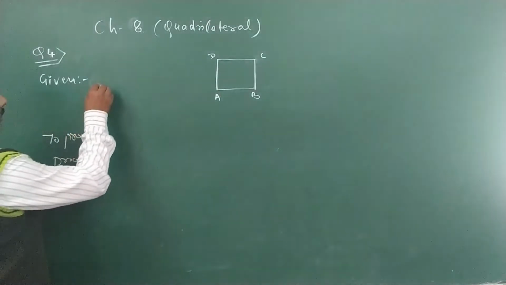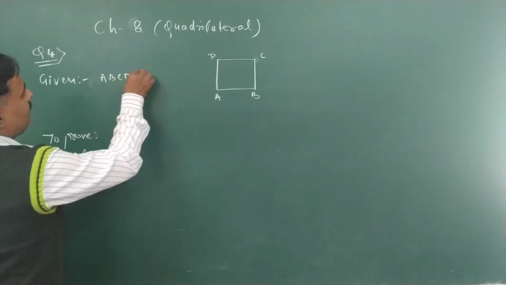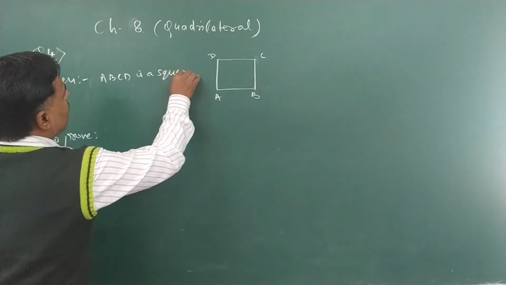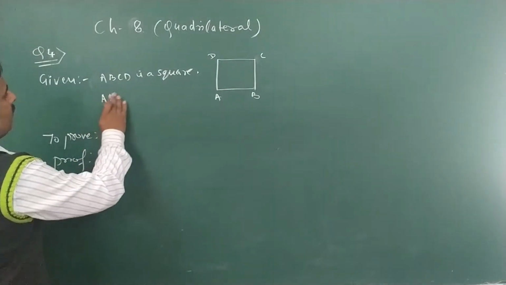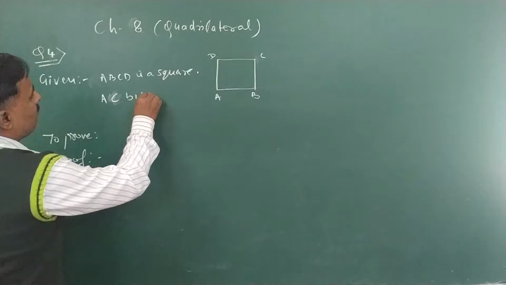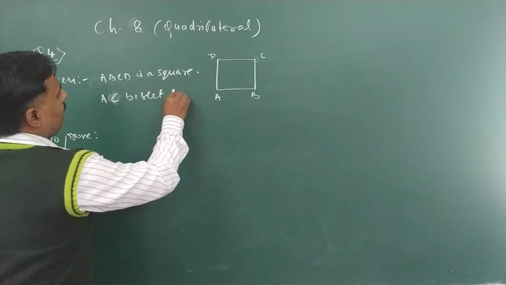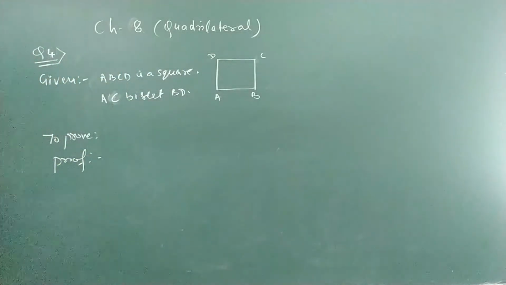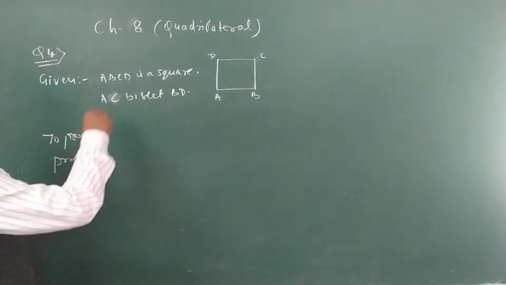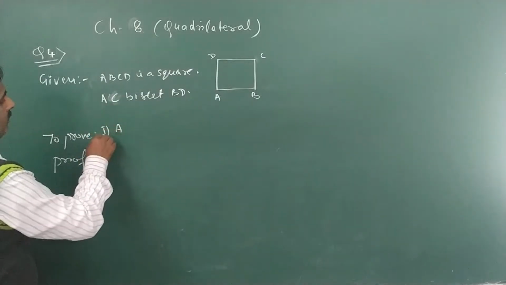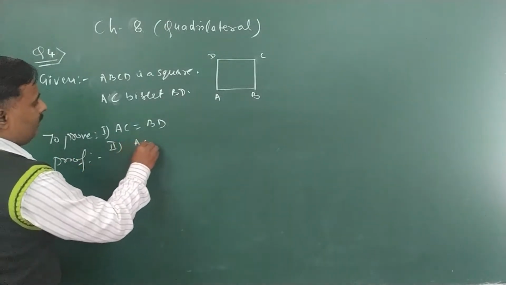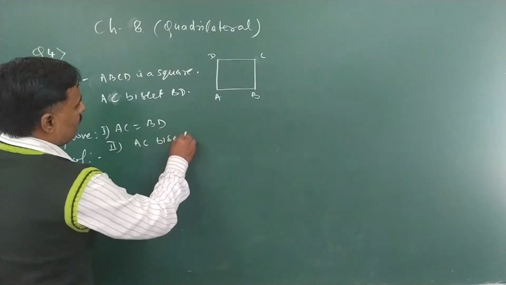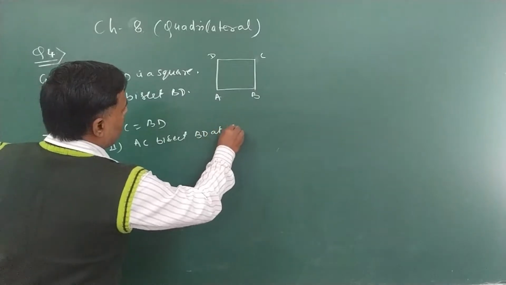So what is given? It's given ABCD is a square and AC bisects BD. Means it's bisecting, but we are proving bisecting at right angle. So what are we proving here? Diagonals are equal. Means the first proof is AC is equal to BD, and the second one is AC bisects BD at 90 degree.